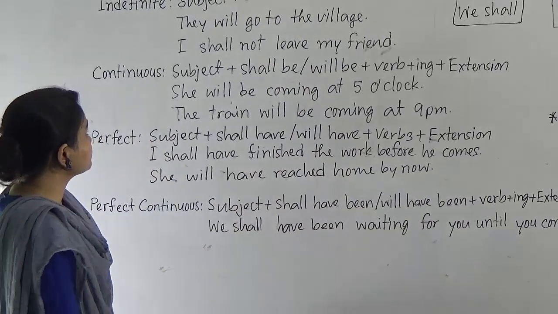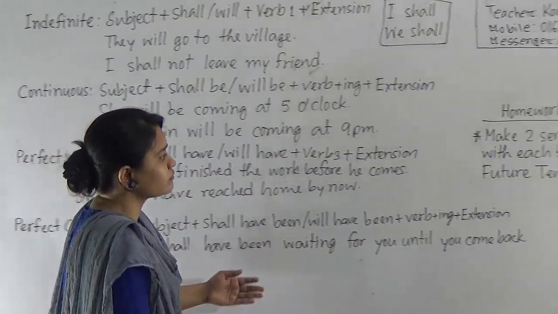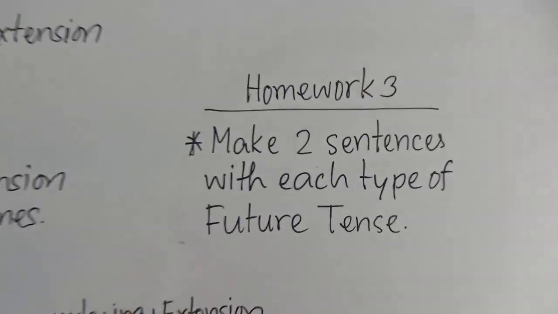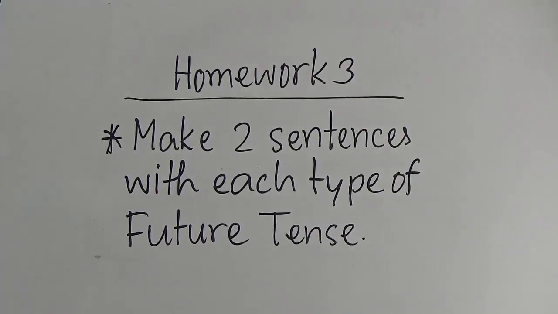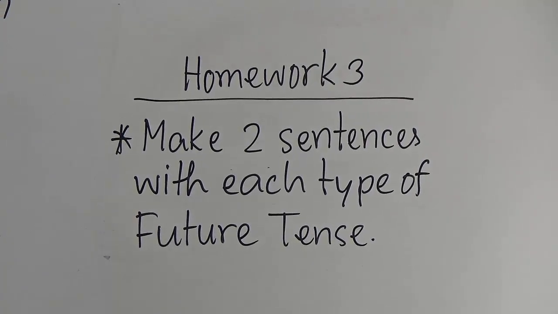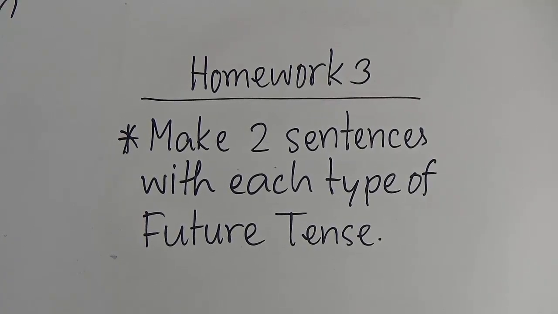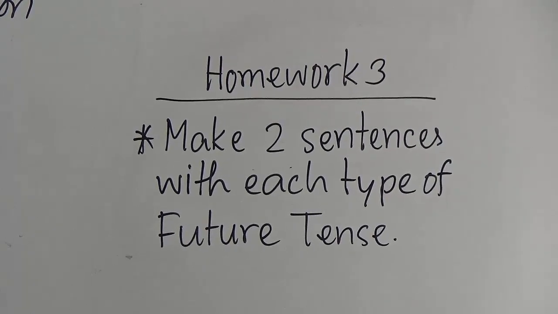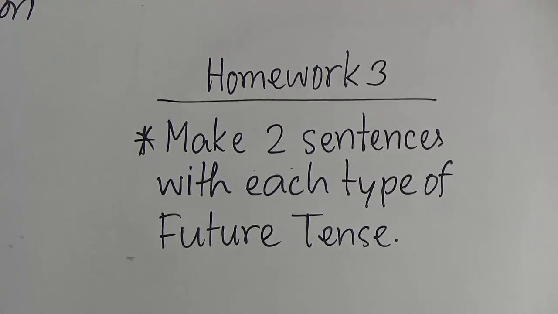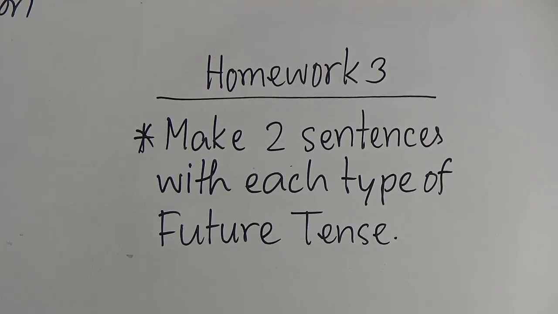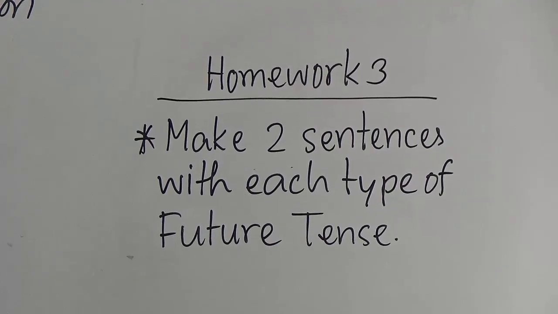Now, there is a homework for you. This is homework number 3. Make 2 sentences with each type of future tense. That means you will make 2 sentences with future indefinite tense, 2 sentences with future continuous tense, 2 sentences with future perfect tense, and 2 sentences with future perfect continuous tense. So that means there will be 8 sentences and you will make them by yourself.